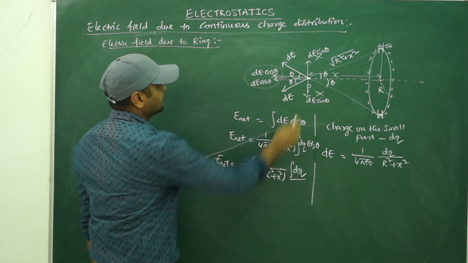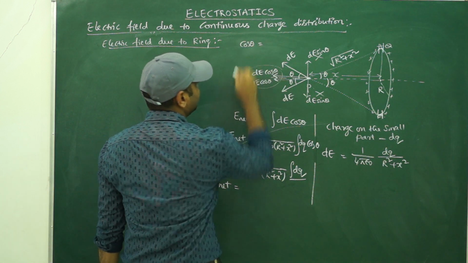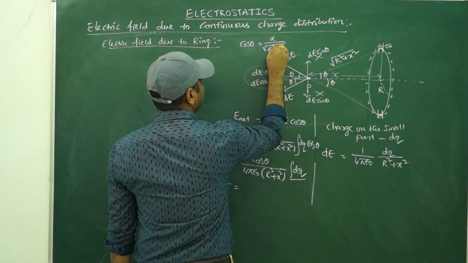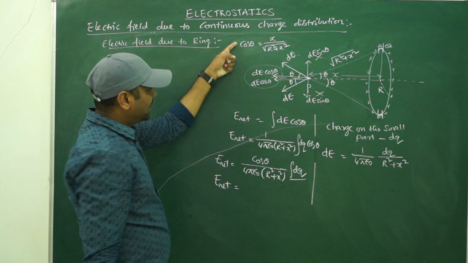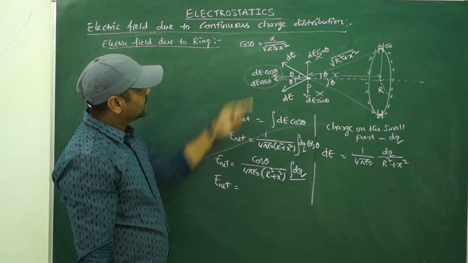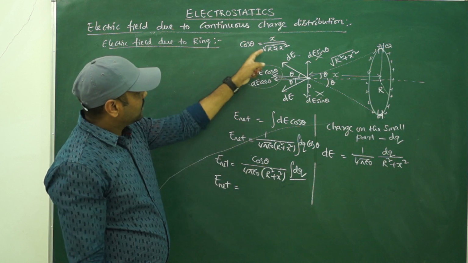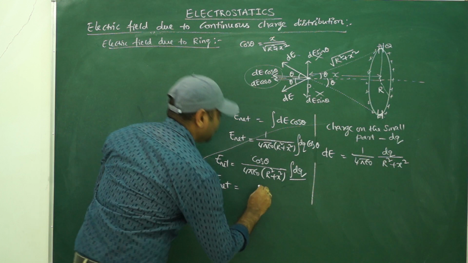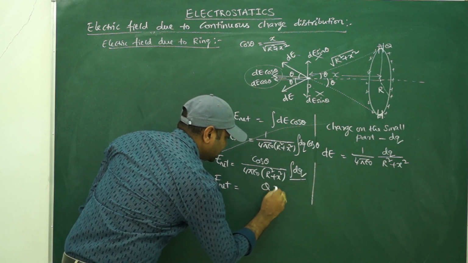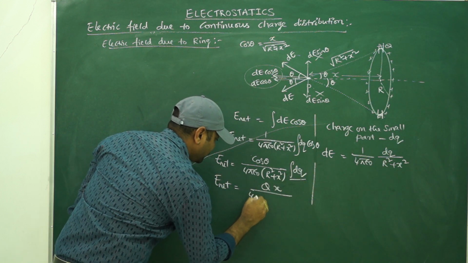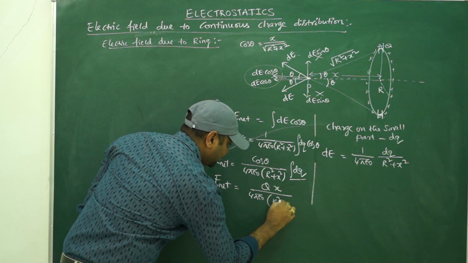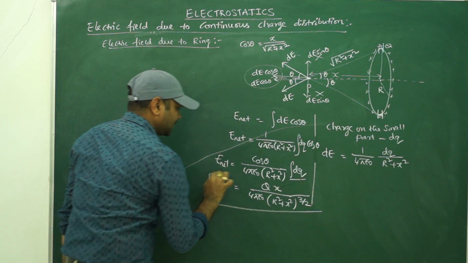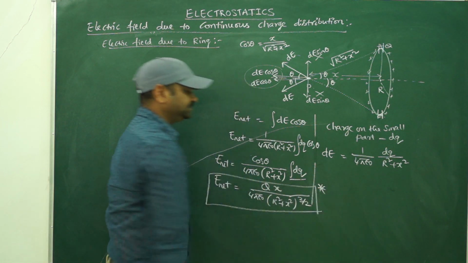Cos theta value we can write down from here. What is the cos theta value equal to? Cos theta is equal to x by root of r square plus x square. If I am writing the cos theta value over here, then x you will get in the numerator, root of r square plus x square in the denominator. So I will get ultimately what? Integral dq value is q, into x by 4 pi epsilon naught (r square plus x square) raised to 3 by 2. This is the net electric field value.